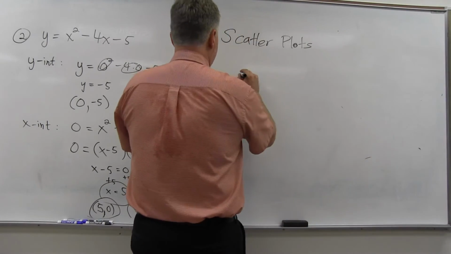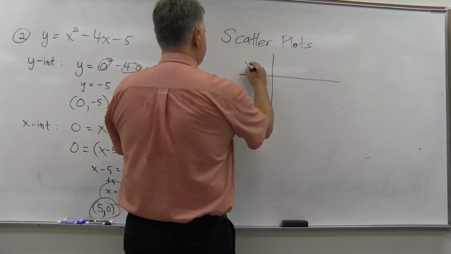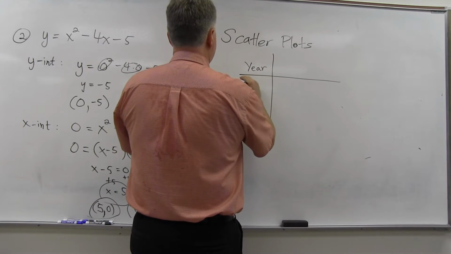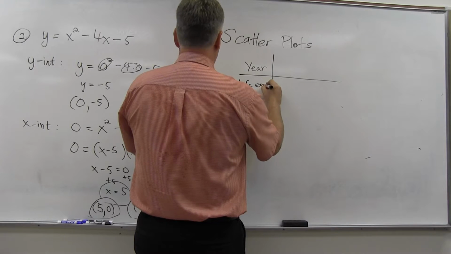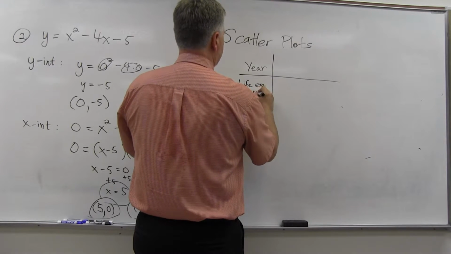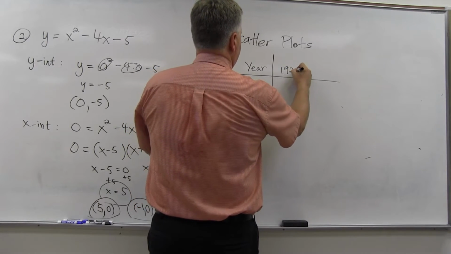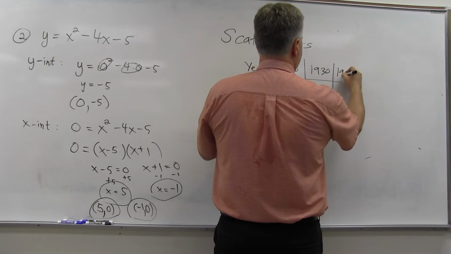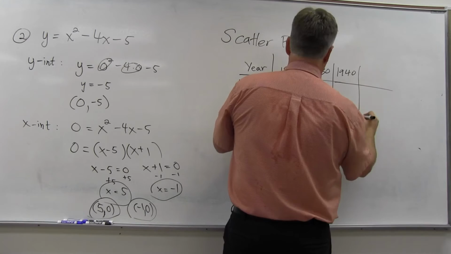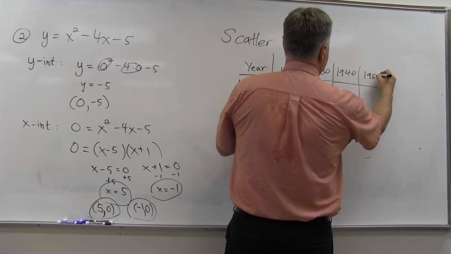All right, so in scatter plots, what I've got is some data. In this case, my data is year and then the life expectancy in years. So I've got 1920, 1930, 40, 50, and 60.